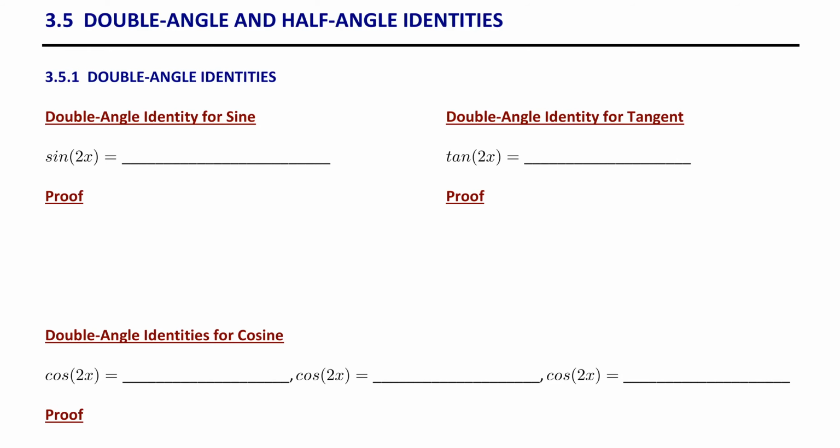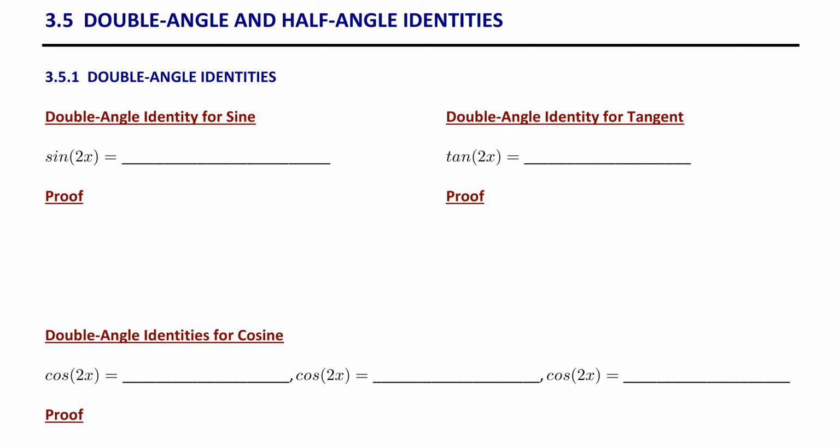Are you ready to learn even more identity equations? At this point, you may be wondering, how many identities are there? While it's true that there are more identities out there than we can memorize, we're actually learning the most common and useful identities. In 3.5, we'll add the double angle and half angle identities.